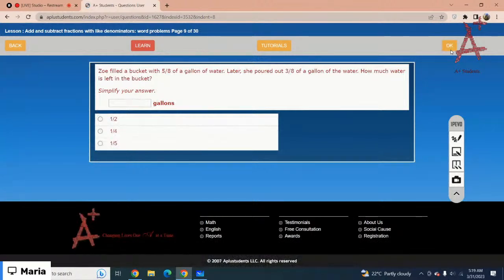Okay. The next one is Zoe filled a bucket with 5/8 of a gallon of water. She later poured out 3/8 of a gallon of water. How much water is left in the bucket? You have to calculate how much water is left. So just subtract 3/8 out of 5/8. So 5 minus 3 is, it would be 2 out of 8. So divide them by a common number. Yes, that would be 1 over 4.